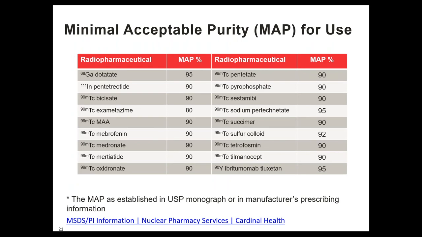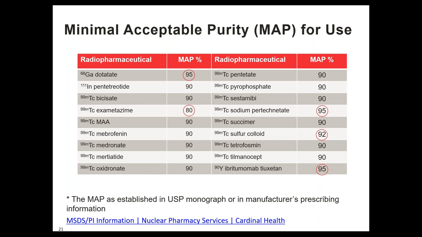Well, here's a list of all of the prepared radiopharmaceuticals and what their QC minimal acceptable purities are. And rather than looking at this big list, let's make it simple for you. All of them are 90%, except for five exceptions. NetSpot is 95. Ceretec or exametazime is 80%. Sodium pertechnetate, straight tech, is 95. Sulfur colloid or filtered sulfur colloid is 92%. And Zevalin is 95. All the others are 90%.